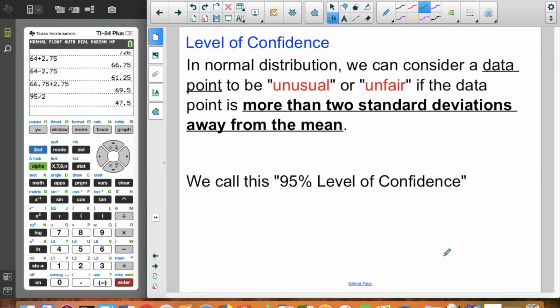Level of confidence. In normal distribution, we can consider a data point to be unusual or unfair if it is more than 2 standard deviations away from the mean. We call this the 95% level of confidence because within 2 standard deviations, that's 95% of your data. So if it lies outside that data, we say that it is unusual or unfair.